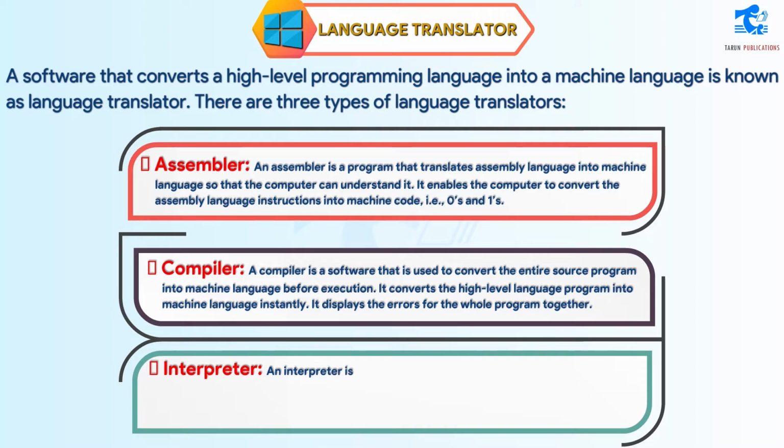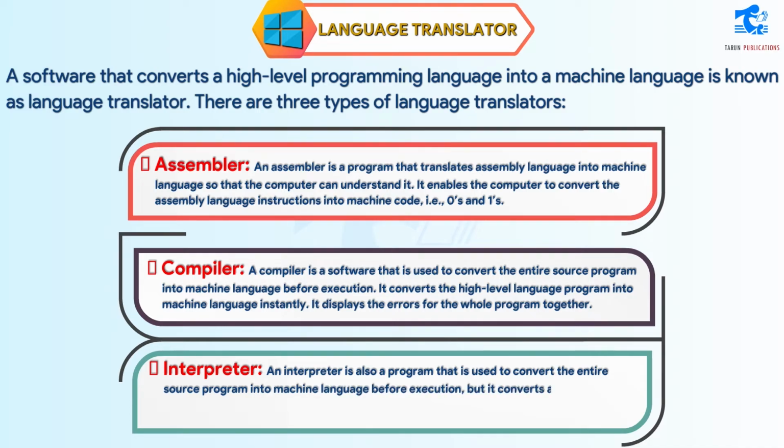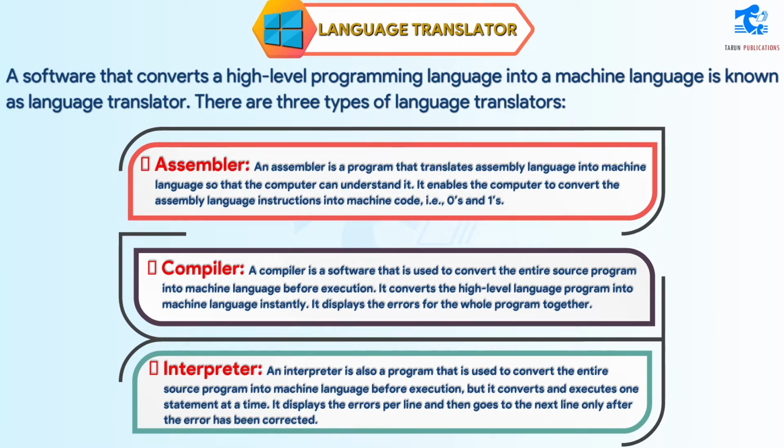Interpreter. An interpreter is also a program that is used to convert the entire source program into machine language before execution, but it converts and executes one statement at a time. It displays the errors per line and then goes to the next line only after the error has been corrected.